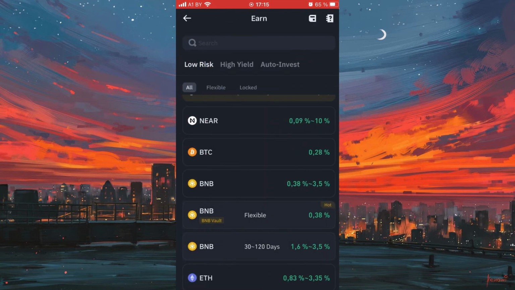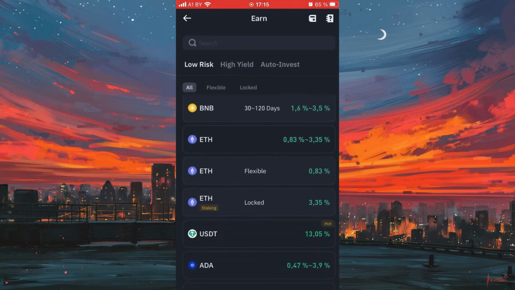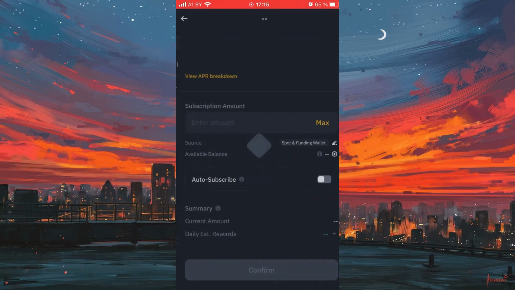You can also invest other coins such as Bitcoin or USDT or Zeus that you have.